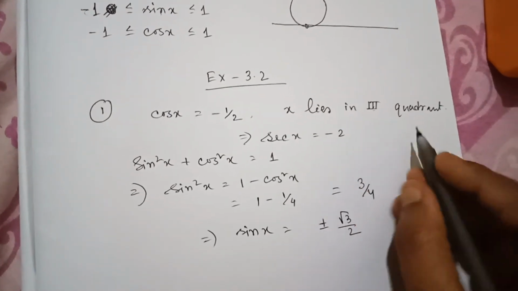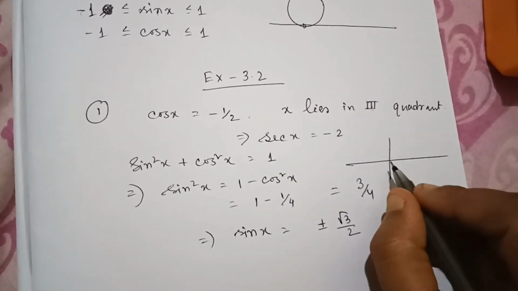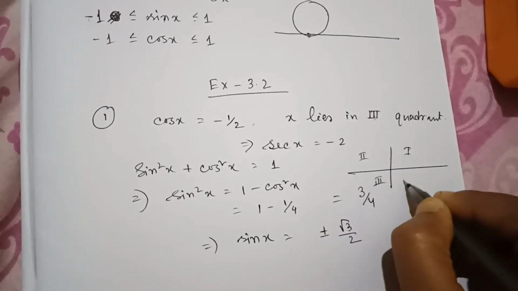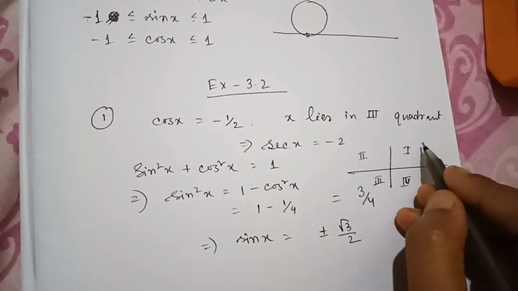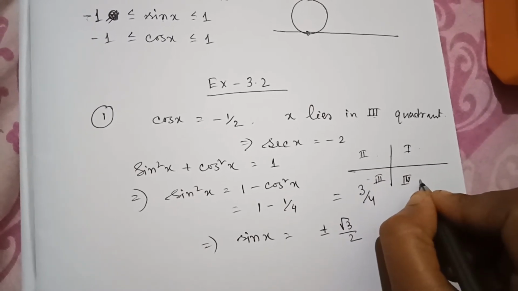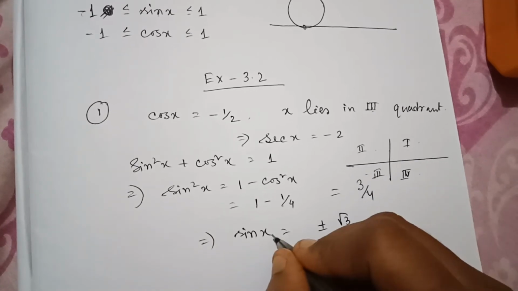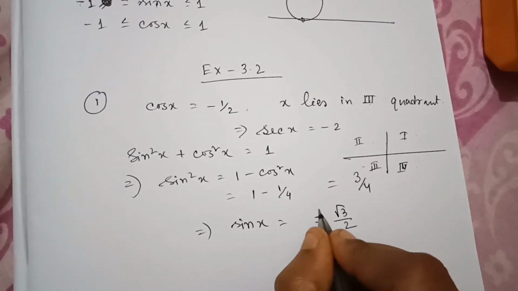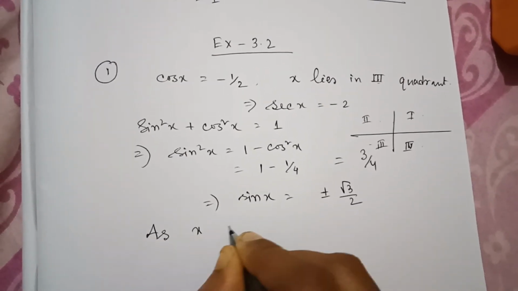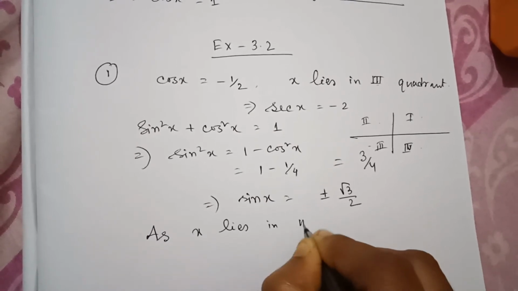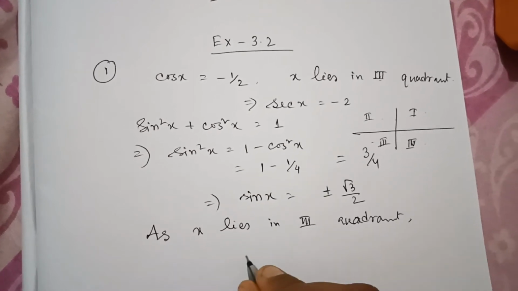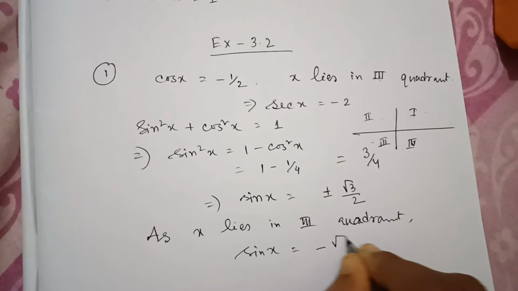Now look, x lies in the third quadrant. In the last video I told you the all sin tan cos method. So here all positive, sin positive, tan positive, cos positive. That means in the third quadrant sin is negative. So we have to omit the plus sign and take the negative sign here. So x lies in the third quadrant, sin x equals minus root 3 by 2.